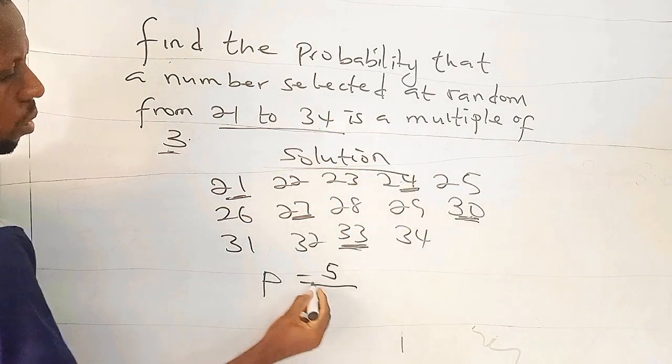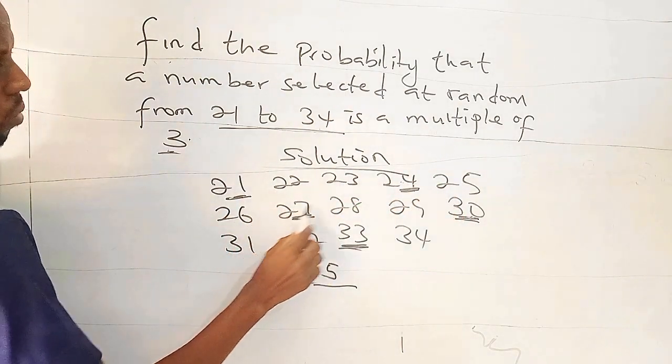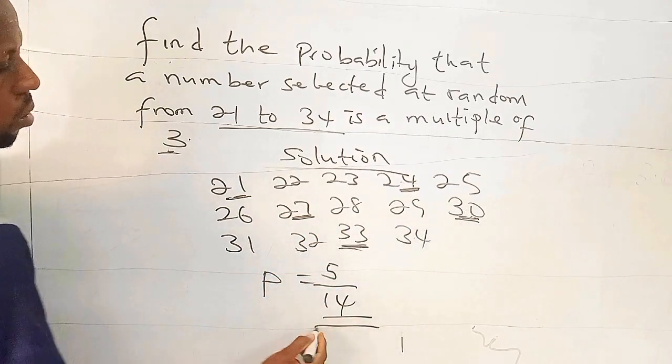That is 5 over the total number of outcomes, which is 1, 2, 3, 4, 5, 6, 7, 8, 9, 10, 11, 12, 13, 14. That is 5 over 14.